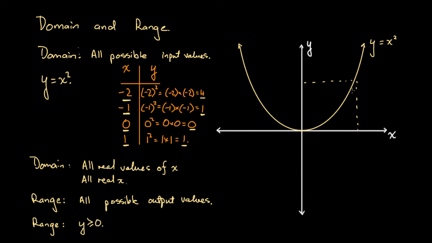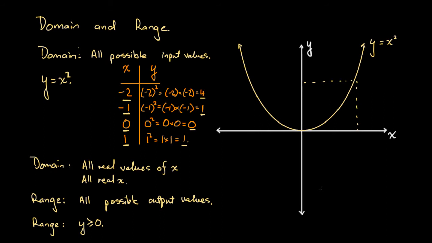What this means graphically is that any point we choose on this graph will have a non-negative y-coordinate associated with it. And there will be no point that has a negative y-coordinate associated with it. In other words, none of this graph appears below the x-axis. It all appears above the x-axis. So whenever we want to find the domain and a range of a function, we generally follow these sort of steps.